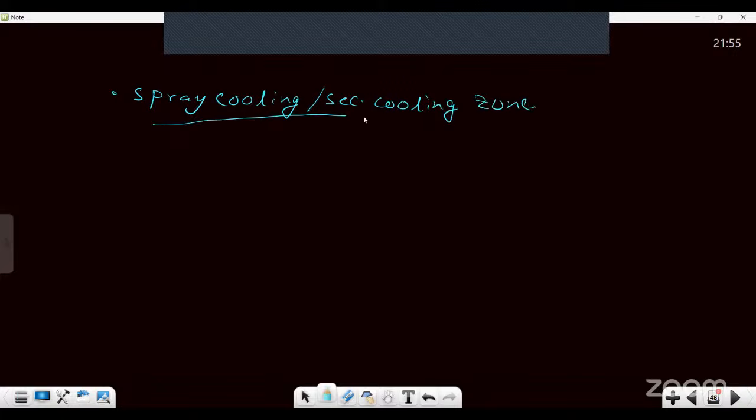Apart from tundish, we can talk about the spray cooling, or the secondary cooling zone. What is the function of the secondary cooling zone? After the mold, the strand is cooled using water sprays. It has to be cooled to control the microstructure and minimize thermal cracks. So that is mainly the use of this spray cooling.